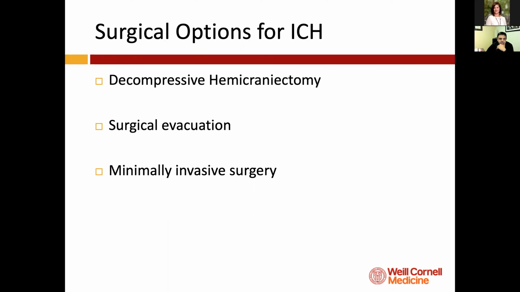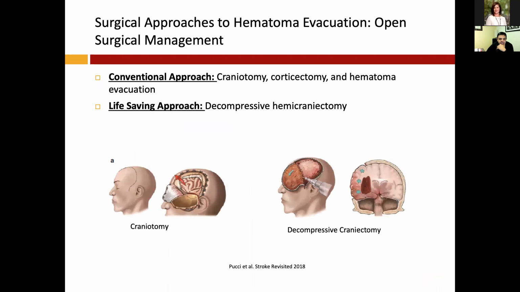And there are some surgical options that we can do for ICH. The conventional thing is doing a craniotomy, taking the cortex out, or doing a cortical dissection and going after the bleed and evacuating the bleed. This was the usual surgery that was done. Sometimes you can do a life-saving surgery where you just do a decompressive hemicraniectomy, take the skull flap out and let the brain swell outward, but in this case, you do not touch the hematoma.